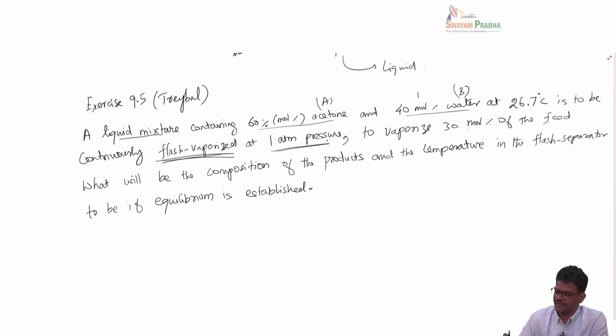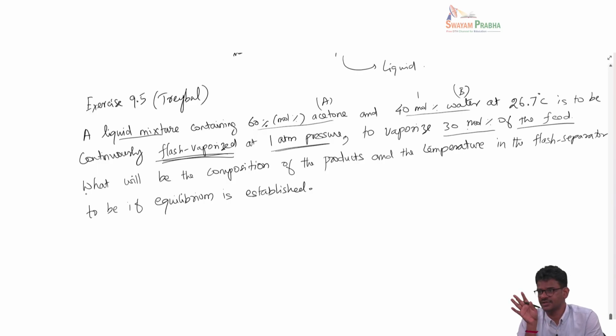Here the aim is to vaporize 30 mole percent of the feed. So, we know that the vapor coming out of the flash drum is 30% of the feed. So, D is specified. What will be the composition of the products and the temperature in the flash separator if equilibrium is established? They say the flash separator pressure is to be maintained at 1 atmosphere.